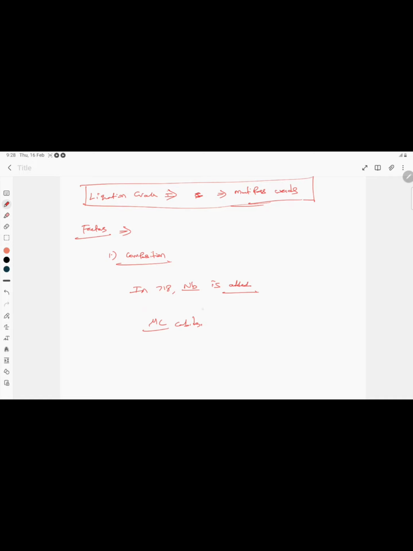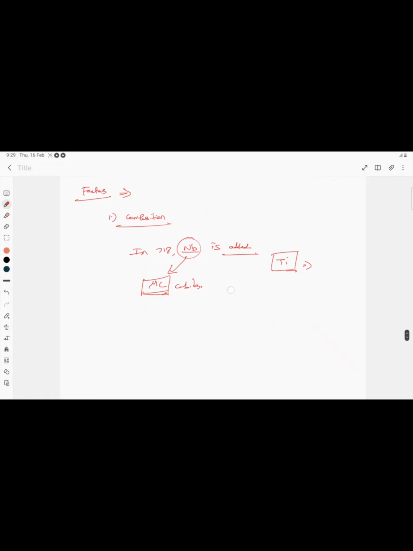So if any element has the capability to form MC type carbides, then there is a possibility for the formation of liquation cracks. Generally these MC type carbides are formed due to the presence of niobium as well as titanium. These alloying elements, niobium and titanium, may be added to get certain properties in the material, but because of their affinity to carbon, they may react to form MC type carbides, which generally leads to liquation in the HAZ. So composition plays an important role with respect to the formation of liquation cracking.